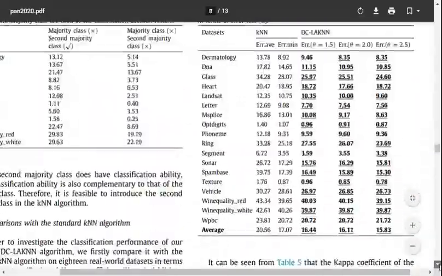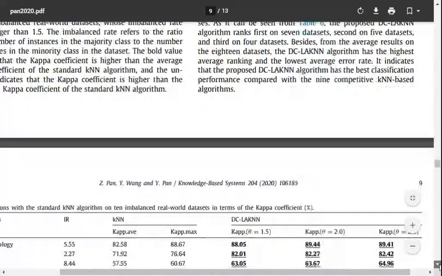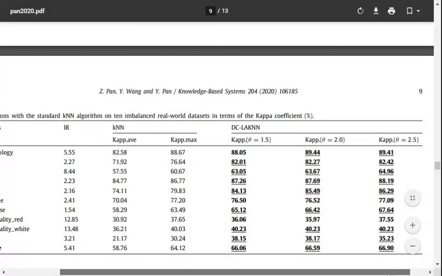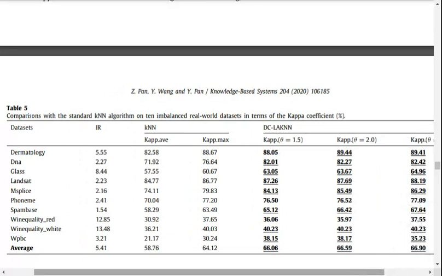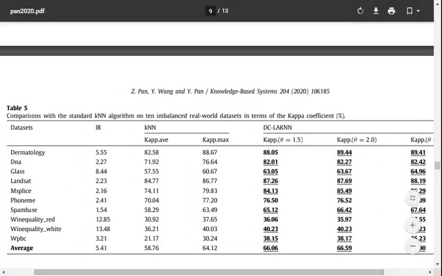Okay, and they compare their algorithm with some KNN variants and normal KNN, and they said that their algorithm is the best.